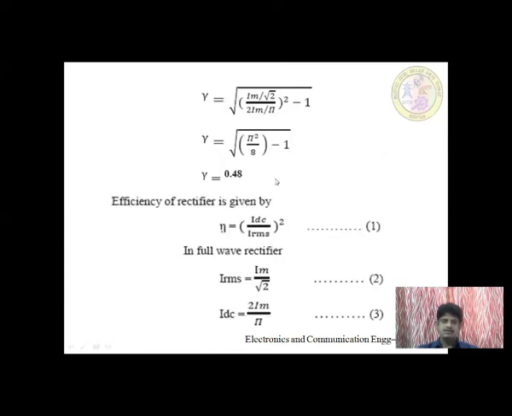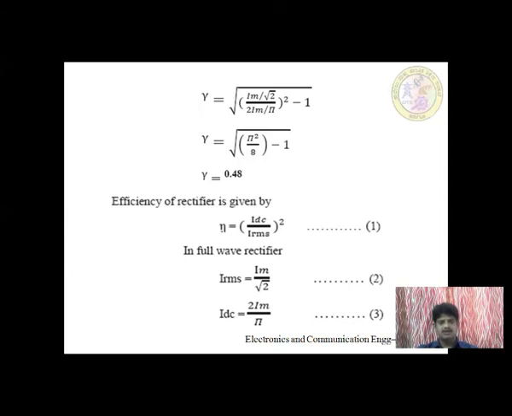Here we have substituted those two equations. It is Im by root 2 divided by 2 Im by pi, whole square, minus 1. If we simplify, Im will get cancelled. The denominator of the denominator goes to the numerator, and this denominator comes to the denominator side. If you simplify this part, it will become pi square divided by 8, and the minus 1 is as it is. If you calculate this, you will get gamma equal to 0.48. This is the proof, mathematically showing the ripple factor value.